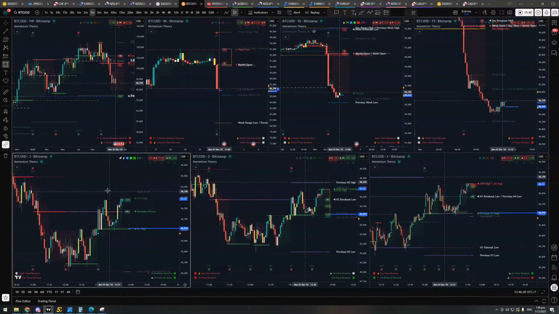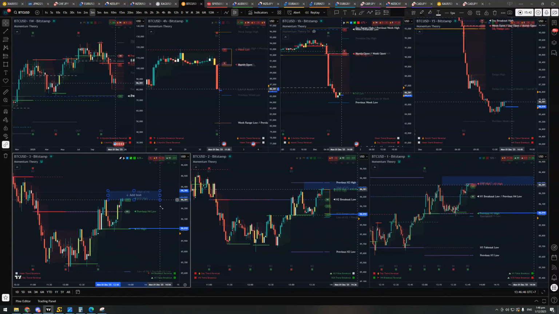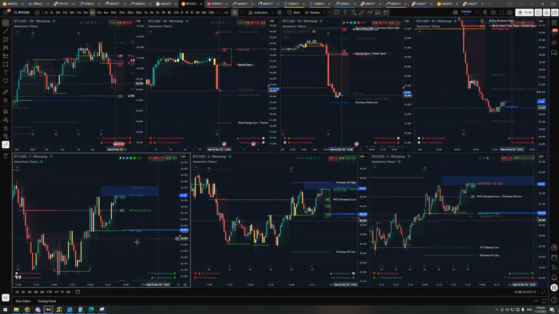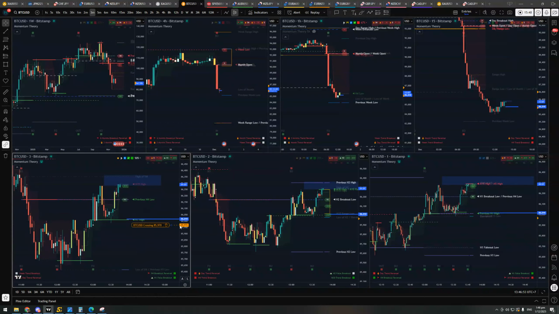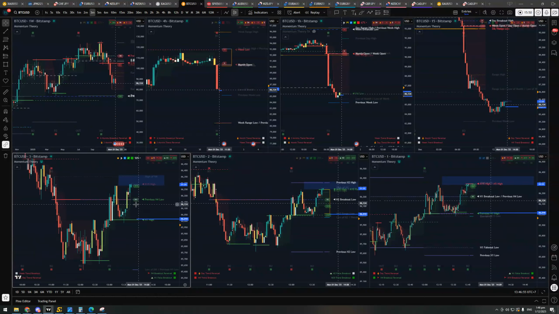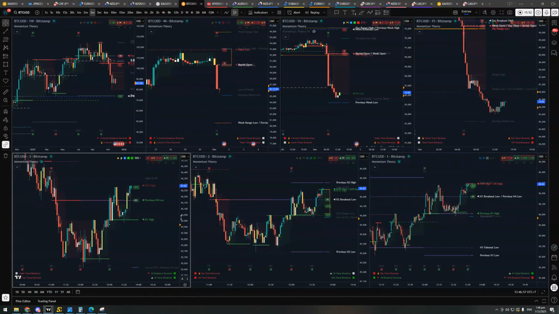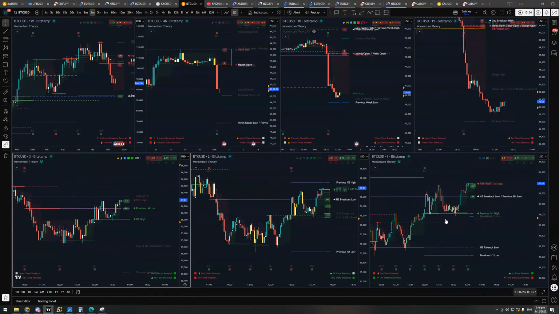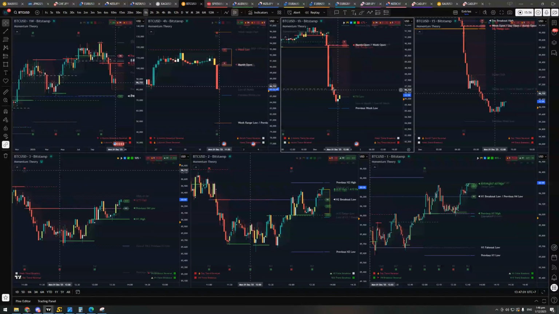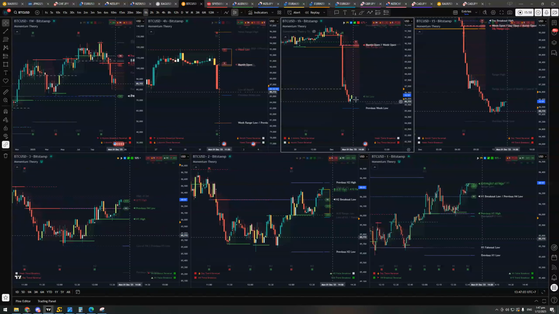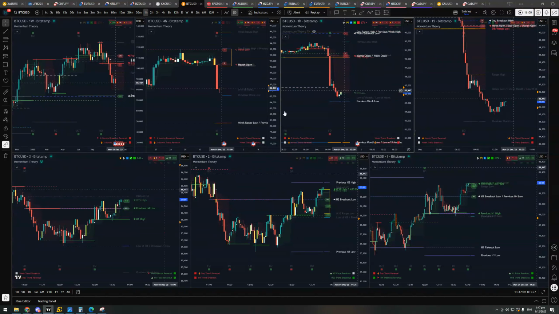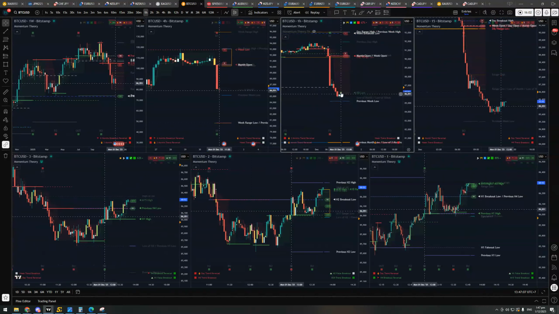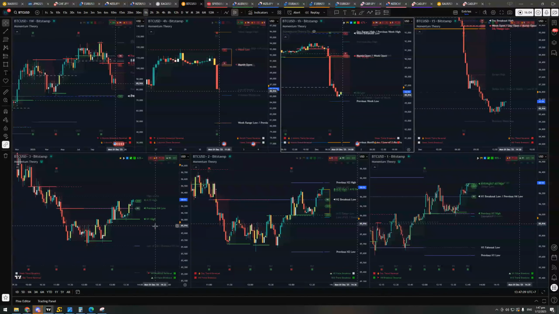Then the ideal scenario is rejection of the top and then entry once we flip that H1 breakout level. Same exact position as the rest. So lots of good confluence here. Going to be waiting for this. I don't take trades 15 minutes before the H1, especially when it's a breakout bar that's going against my bias. So I'll be waiting for this H1 bar to close and then looking for an entry.